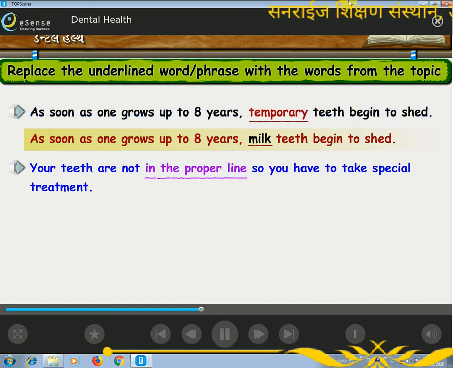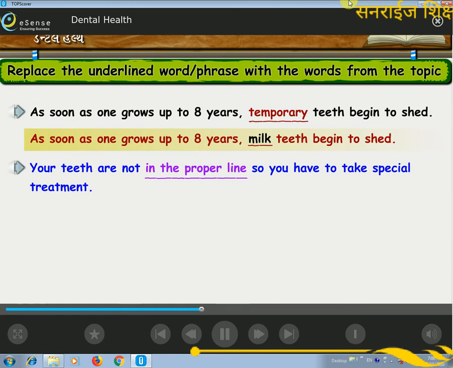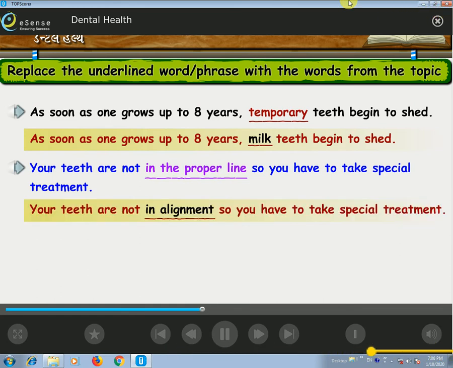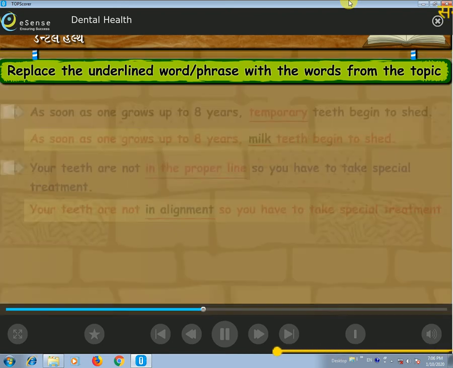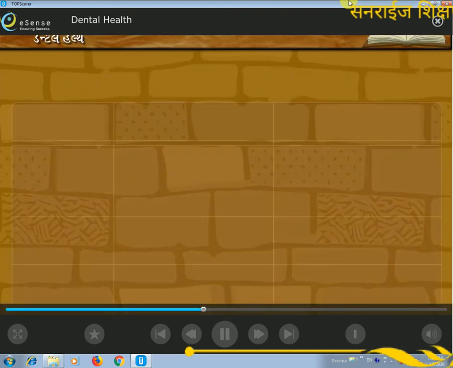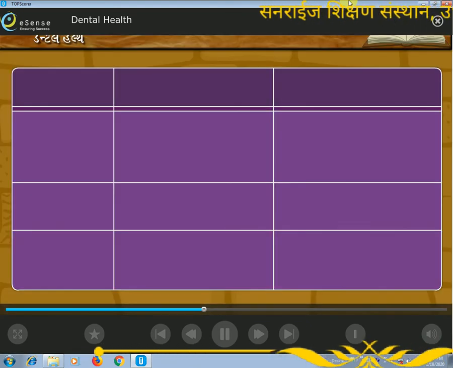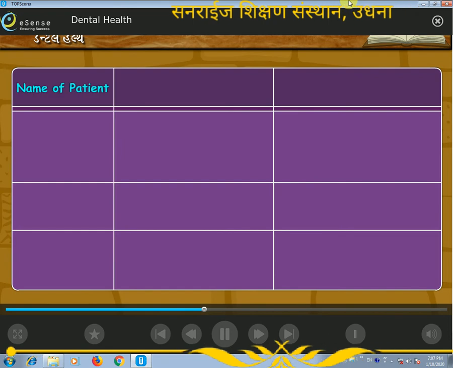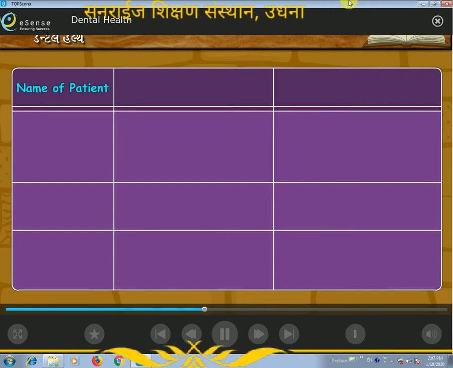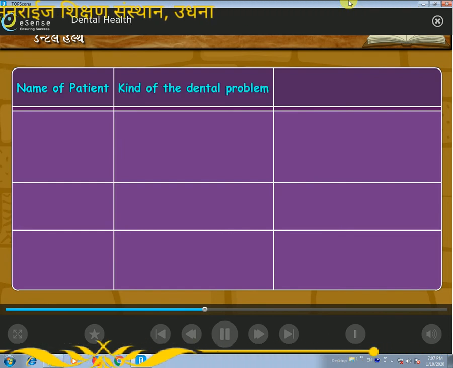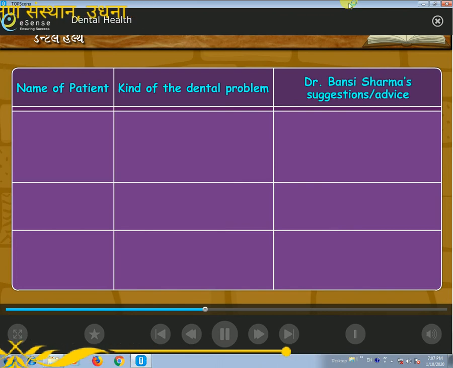Complete the given table with the required details. Name of the patient, kind of the dental problem, Dr. Bansi Sharma's suggestions and advice. Patient: Sonia. Problem: cavity in a premolar tooth. Dr. Bansi Sharma's advice: cleaning the cavity and filling it with light cured composite filling material, a white substance.